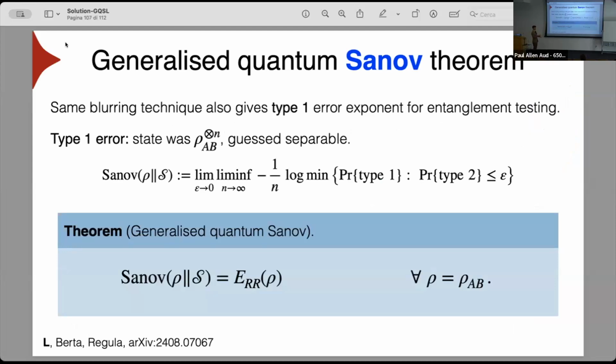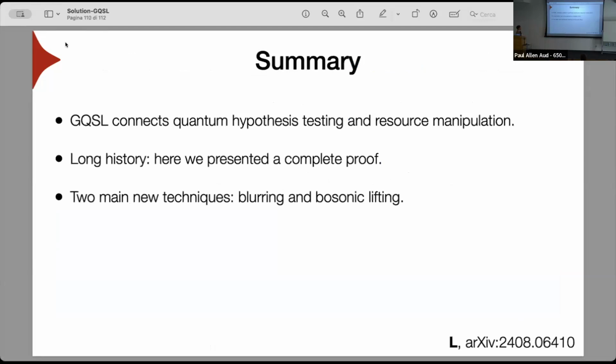There's also another problem that you can solve with the same blurring technique, but I won't discuss it. It's basically the same problem, but this time you look at the type 1 error probability decay instead of the type 2 error probability decay. This is called the generalized Sanov theorem that we also solve in this paper with Mario Berta and Bartosz Regula. What you get is not the relative entropy of entanglement or its regularized version, but the reverse relative entropy of entanglement, in which you take the minimum over separable states in the first argument. Quite bizarre, right? But the good news is that you don't need any regularization. You can actually compute this. It's a single letter quantity, not a limit in n.